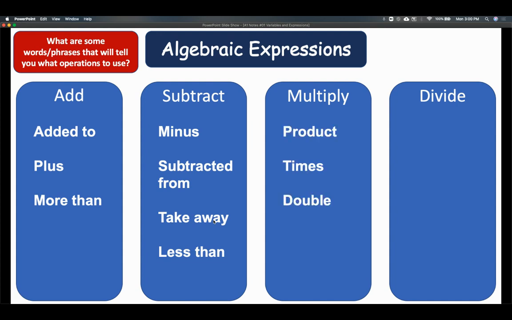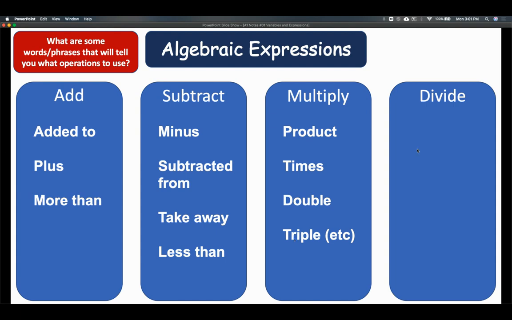Multiplying, product, times, double, triple, etc. Etc. meaning quadruple, things like that. That type of verbiage just means that you specifically have to multiply by a certain number. So double means multiply by 2, while triple means multiply by 3, quadruple means multiply by 4, etc., etc., etc.